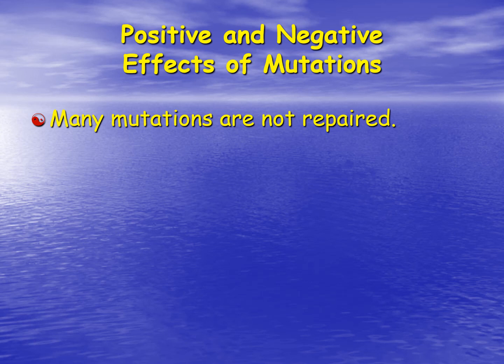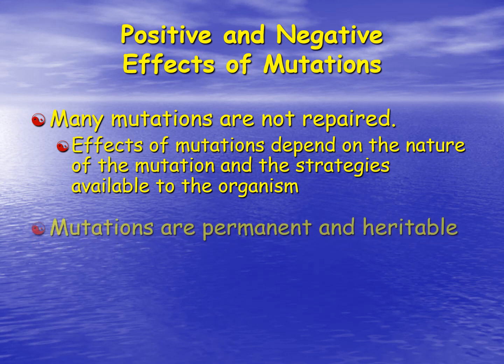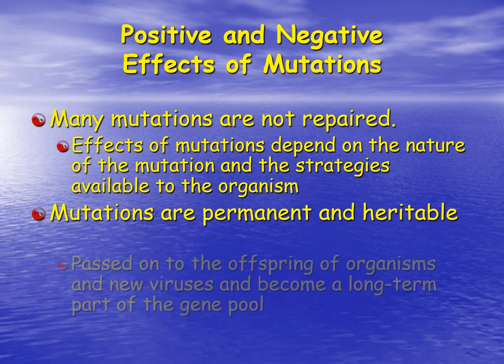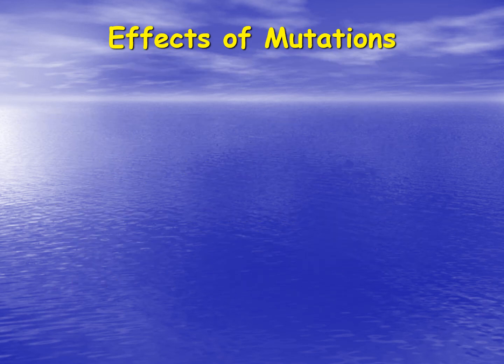Now, many mutations will not be repaired. The effects of mutation depends upon the nature of the mutation and the strategies available to the cell or organism for dealing with the mutation. Mutations, though, that are not repaired will become permanent and heritable to the next generation. These will be passed on to the offspring of the organisms and new viruses and become a long-term part then of the gene pool of that organism.